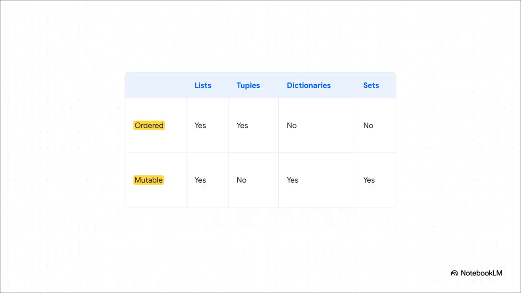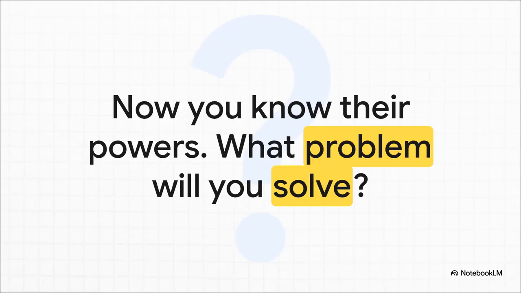So, with all these different options, how do you choose the right one? Well, think of this table as your ultimate cheat sheet. Do you care about the order of your items? If yes, you need a list or a tuple. Can the data be changed later? That's what decides between a list and a tuple. If you don't care about order, but you need those key value pairs, a dictionary is your best friend. And if you just need a fast way to store unique items and order doesn't matter, a set is absolutely the way to go.